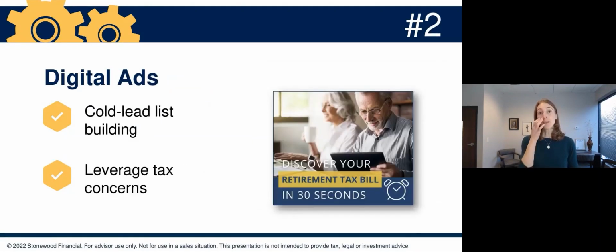Now, the second way that RTB is easy to be used is in digital ads. This is great for cold list building. You're really doubling down and leveraging that tax message. We know savers right now are concerned about taxes because of what's happening in Washington in terms of spending, in terms of political climate, in terms of the economy, and of course, in terms of all these new tax proposals that they are putting out. So the tax message converts.